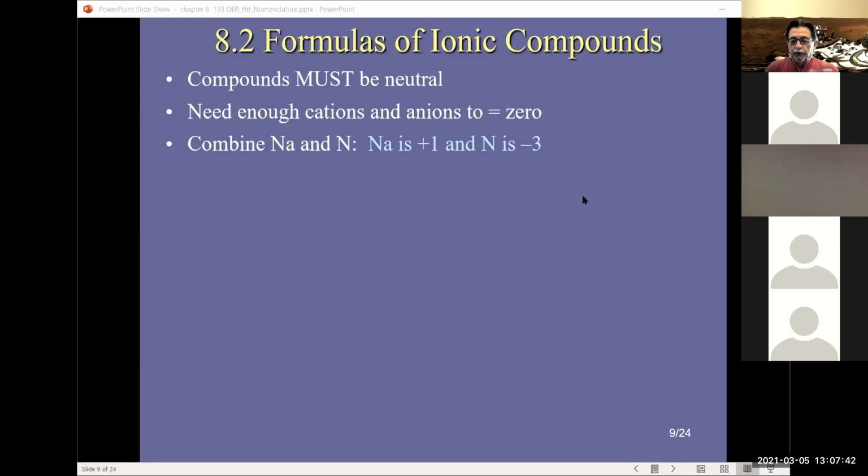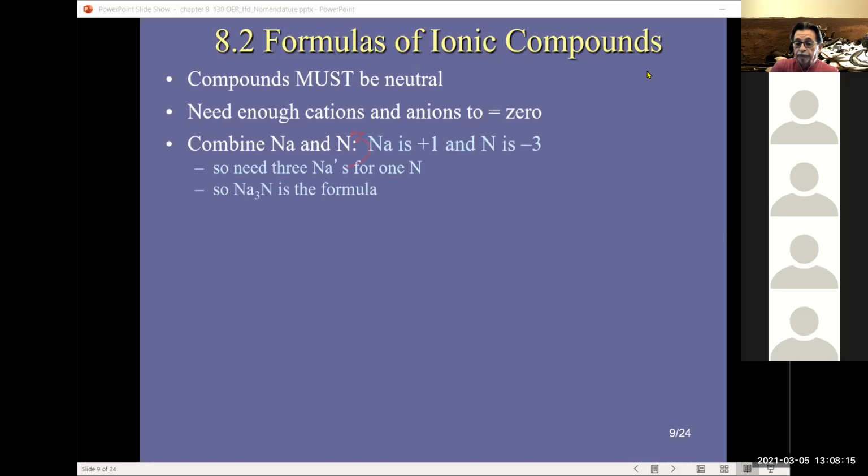Keep that in mind. And so we got to put together 1 sodium. We got a +1 here. Let me write this in here real quick. So what this tells you is that I need 3 sodium ions to cancel out the -3 of the nitride. So that 3 that I wrote in front of sodium ion now becomes the subscript. So the formula is Na3N. 3 positives, 3 negatives equals 0.